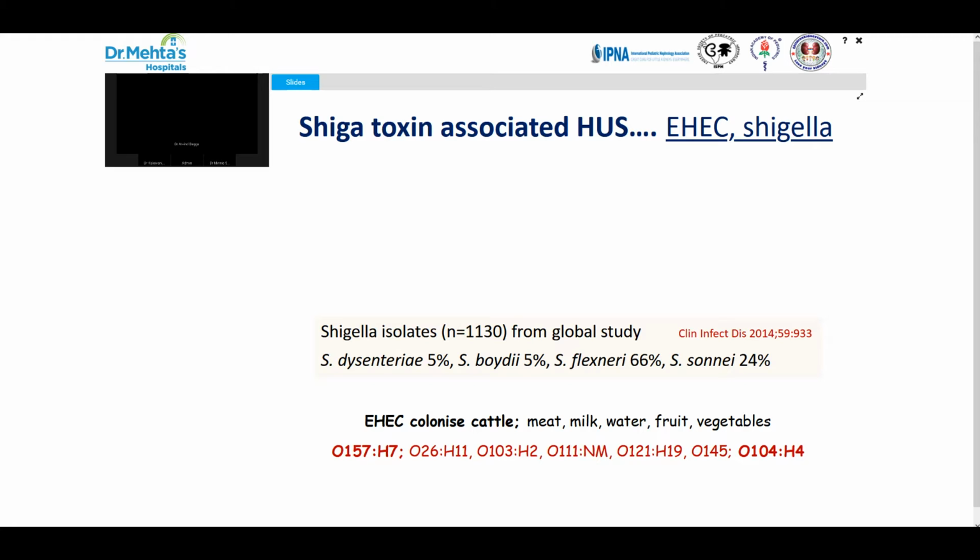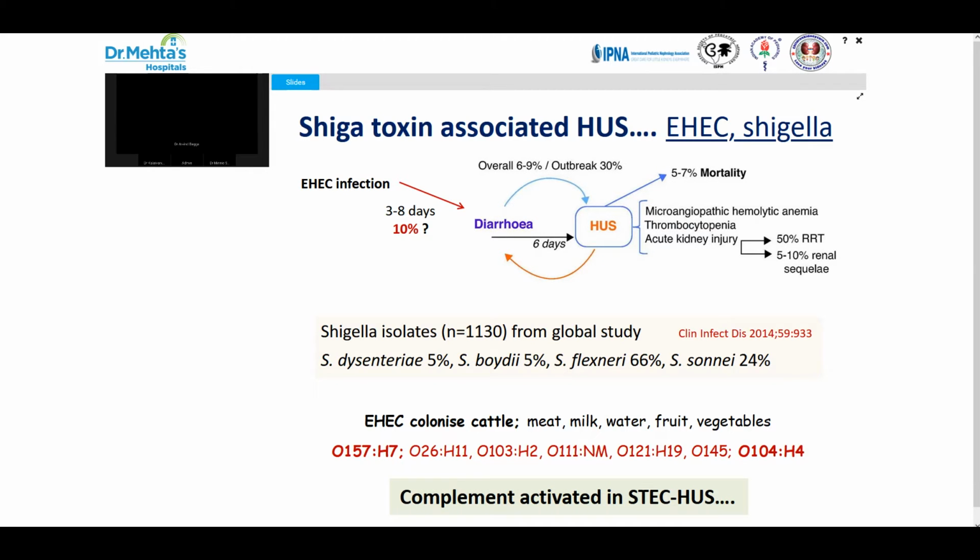Now, once you get EHEC or Shiga toxin infection, in a period of 5 to 7 days, something like 10% of all patients who get either EHEC or Shigella dysentery would get diarrhea or a dysenteric illness. The proportion would vary, and about 10% of these would then go on to develop HUS. During outbreaks, at times, in the European epidemic, they reported that almost 20% of patients who got EHEC infection ended up getting HUS. But the overall figure is more like 6 to 9%, and maybe slightly higher with shigellosis.